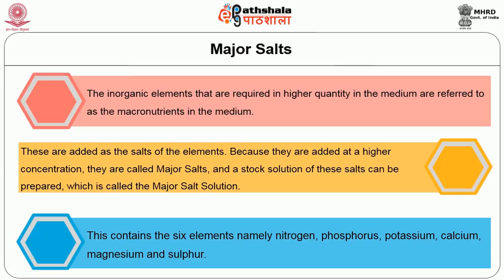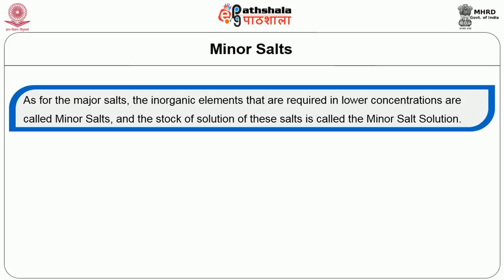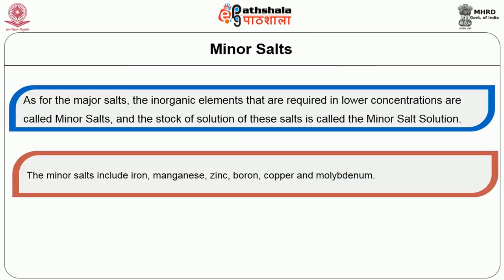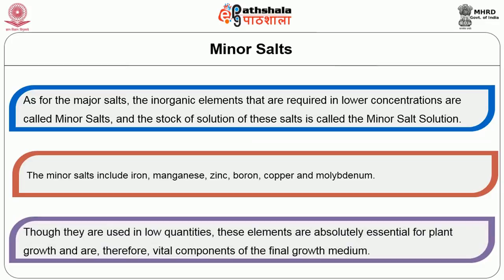As for the major salts, the inorganic elements that are required at a lower concentration are called minor salts, and the stock solution of these salts is called the minor salt solution. The minor salts include iron, manganese, zinc, boron, copper and molybdenum. Though they are used in low quantities, these elements are absolutely essential for plant growth and are therefore vital components of the final growth medium.